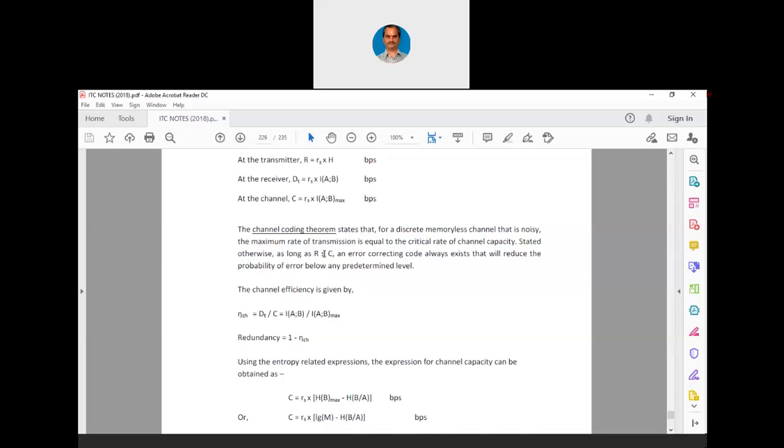Stated otherwise, as long as R is less than or equal to C, an error correcting code always exists that will reduce the probability of error below any predetermined level. What does this mean? Let us say we have this C which is computed for a given channel. Now we cannot use an R which is greater than C.